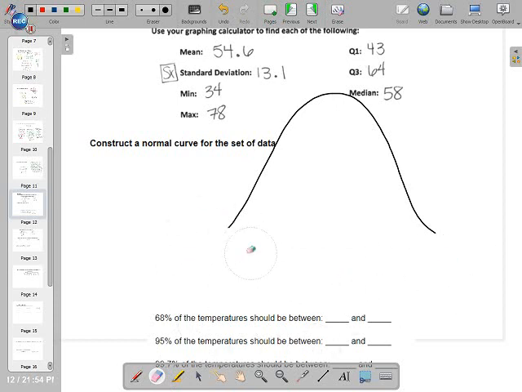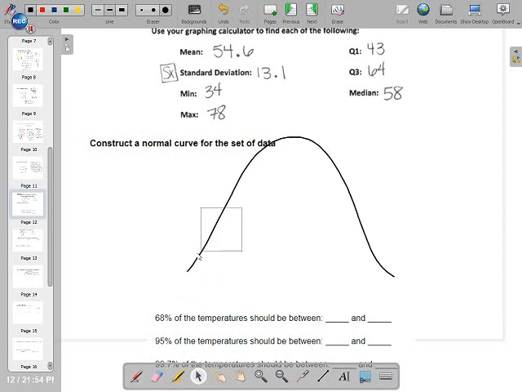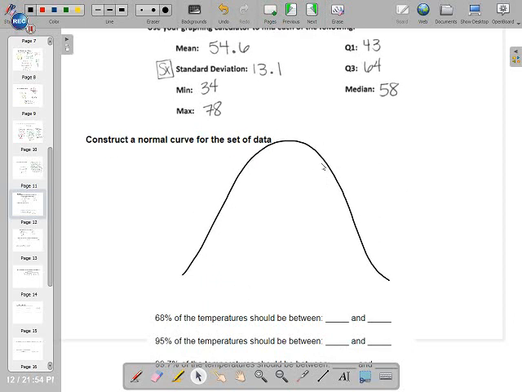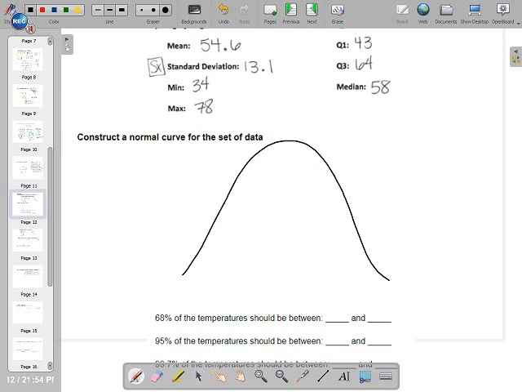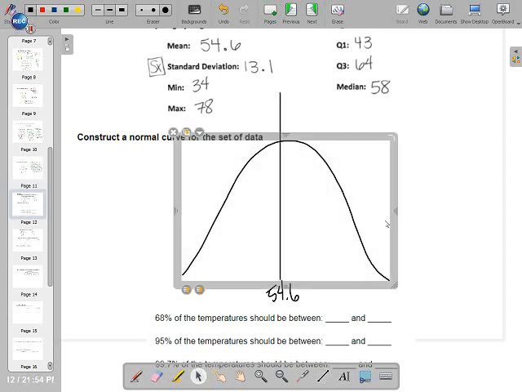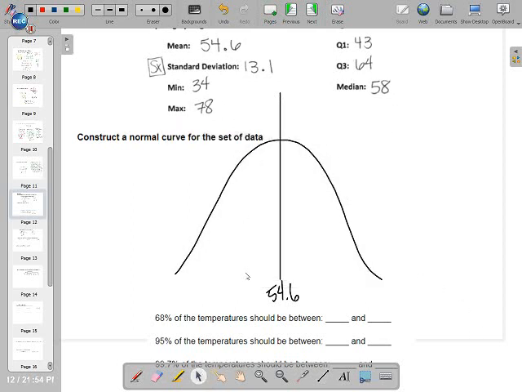It looks better now. Okay, when you draw a normal curve, you're going to put the mean in the middle. So in this problem, the mean is 54.6. So this is 54.6. Okay, sometimes you draw a line to kind of help you find the middle. We move that guy over a little bit. There we go. That's better.